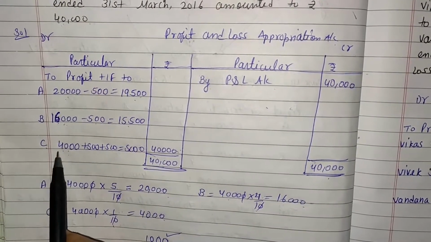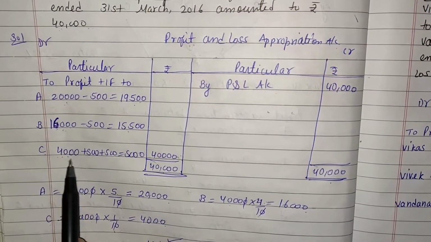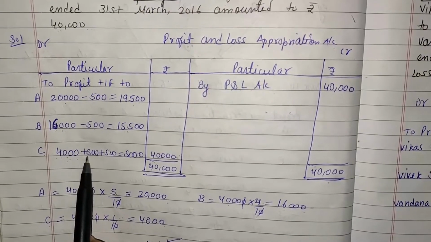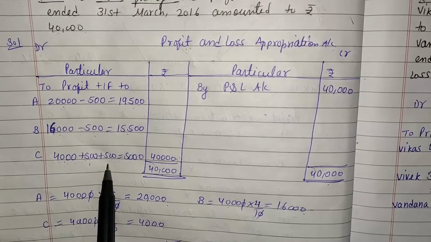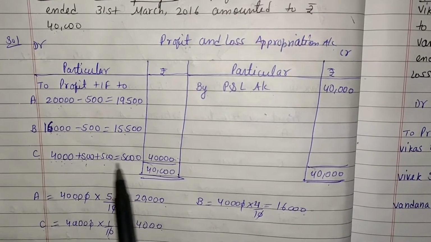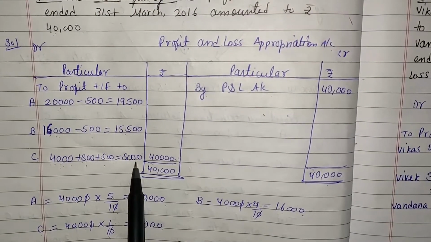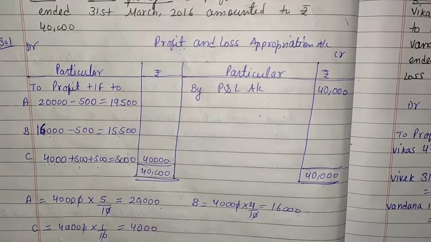In the column of C, before this C is getting 4,000, and the deficiency borne by A, that is 500, borne by B, that is 500, and C is getting that. Total of this, C is getting 5,000, and total of this is 40,000.